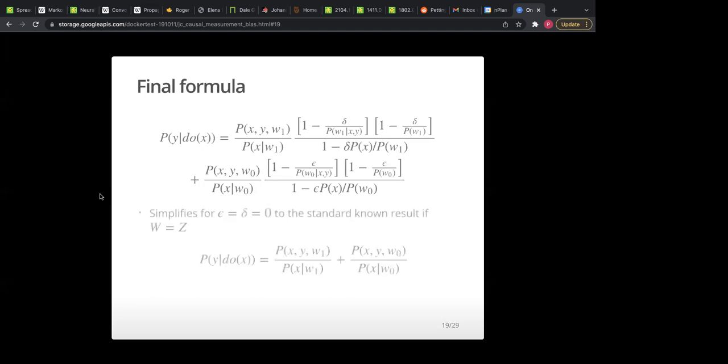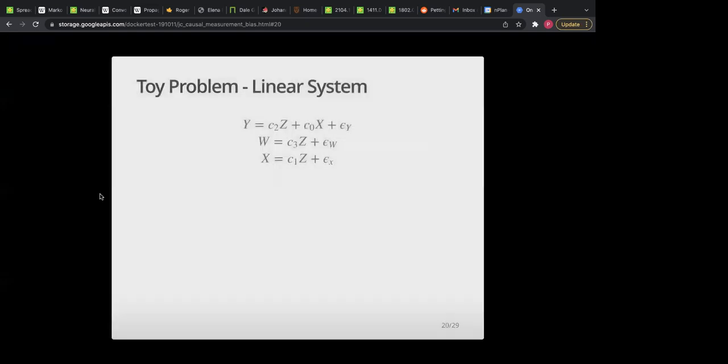Okay, next click. Yeah, that's it. And next one. He looks at another toy problem, which is a linear system of equations. Now W is the observable, and it depends on Z only. X is, again, only depending on Z, whereas Y depends on Z and X. There's always noise somewhere. And the task is to find out what C0 is. C0 is our causal effect on how X and Y relate, really. Next click, please.